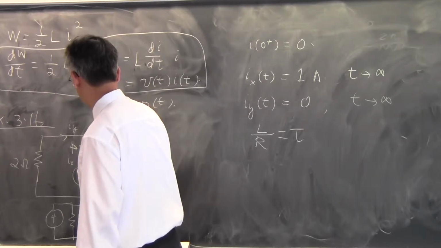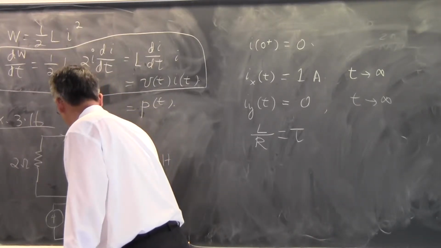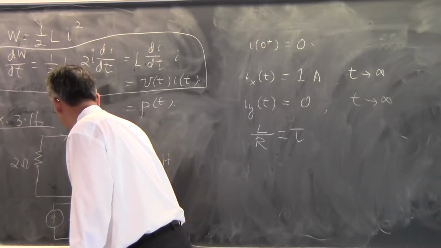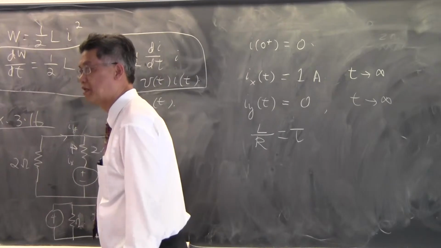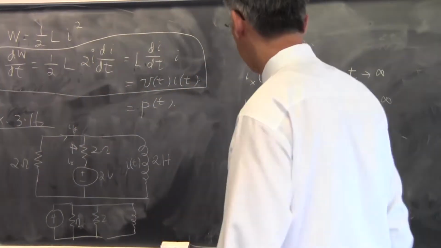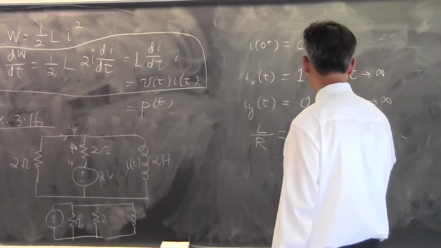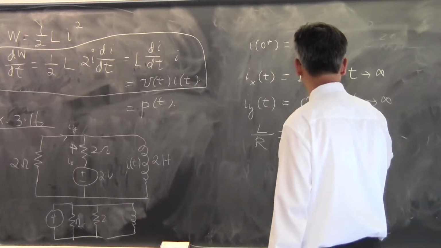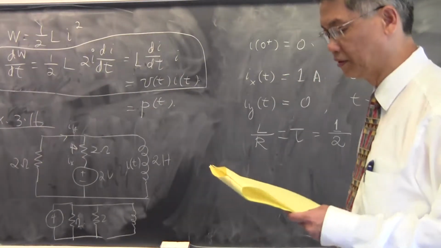I get 1 and 1 over here, right? I get 2 ohm and 2 ohm over here. I get this circuit, so this in parallel gives me 1 ohm. So L is 2, R is 1. The time constant of this circuit must be 1 over 2. Okay, this is the time constant of this circuit.